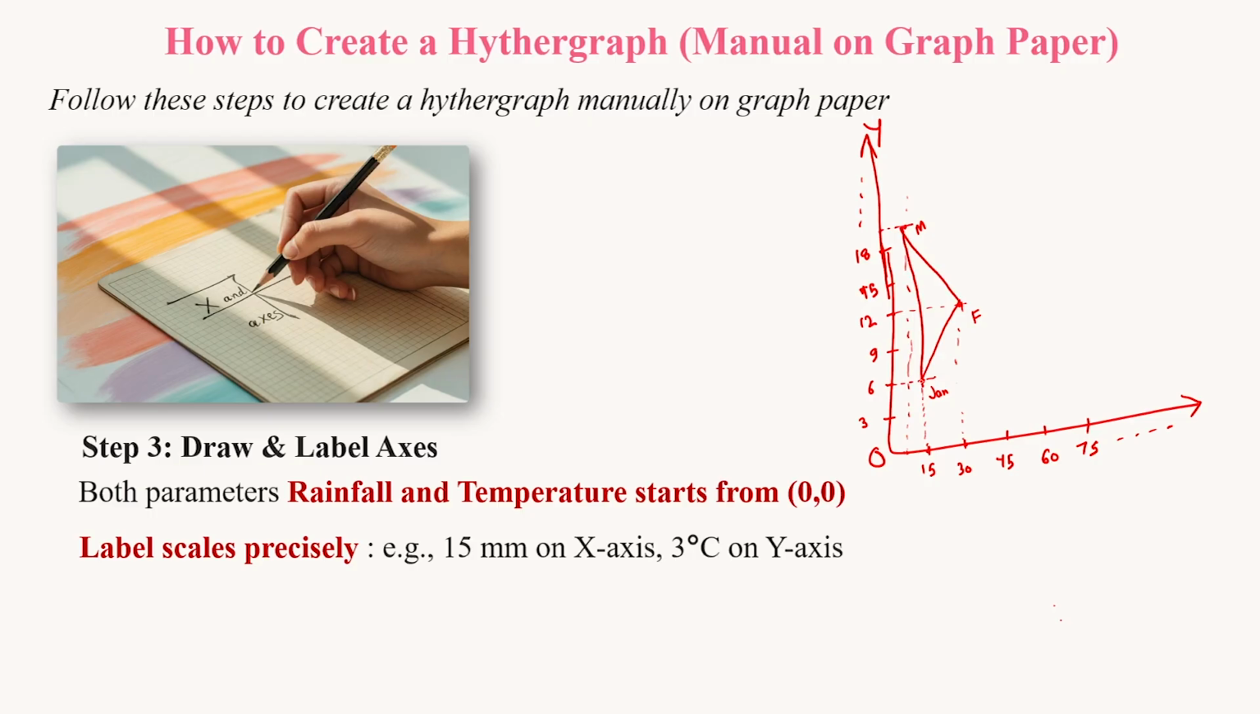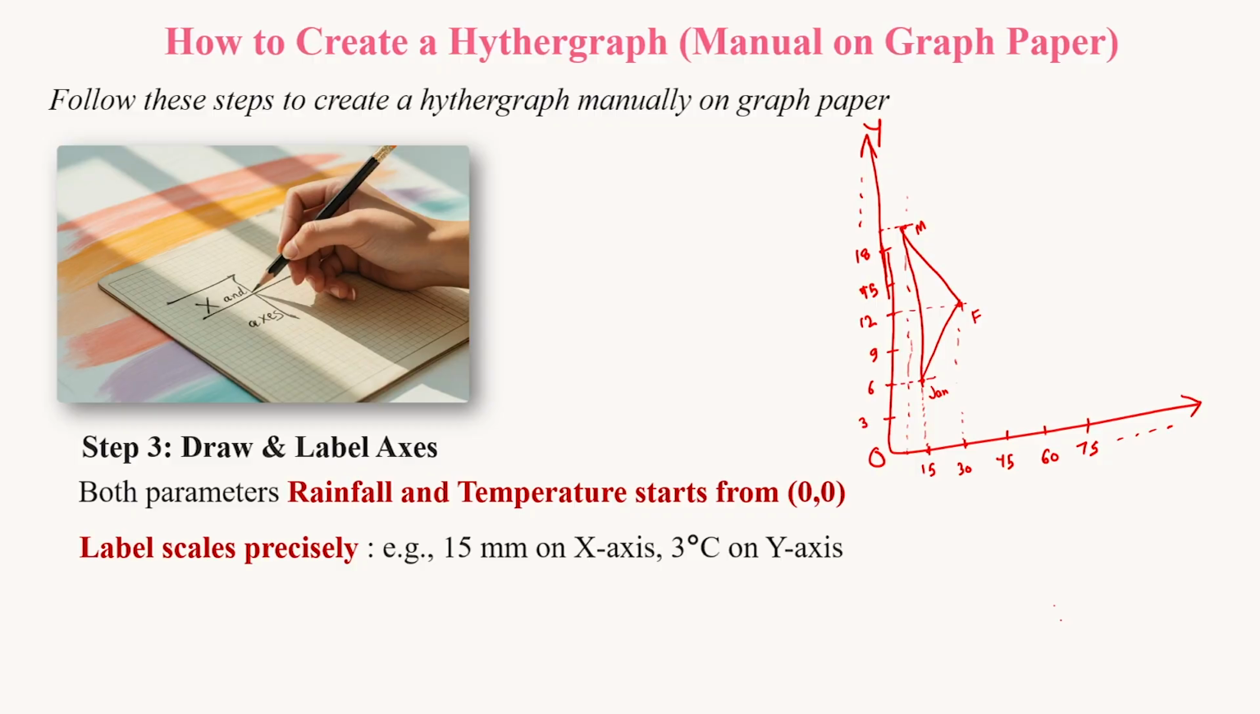In this way, for a Hythergraph we will create for the 12 months. When we do it for the 12 months, we will join every month's plot with a straight line, and we will close it and get a 12-sided polygon. This way we can prepare our Hythergraph.